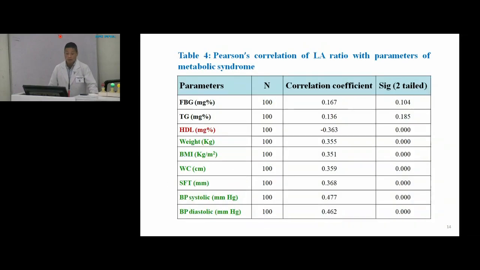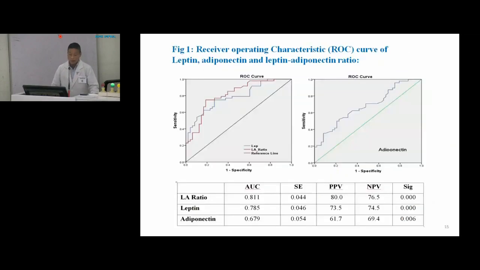Table 4 shows Pearson correlations of the leptin adiponectin LA ratio with parameters of metabolic syndrome. HDL negatively correlates with LA ratio, whereas weight, BMI, waist circumference, skin fold thickness, and blood pressure correlate significantly positively with LA ratio. ROC curve analysis revealed that LA ratio has the highest area under the curve value of 0.8 for diagnosis of metabolic syndrome, which is followed by leptin and adiponectin.